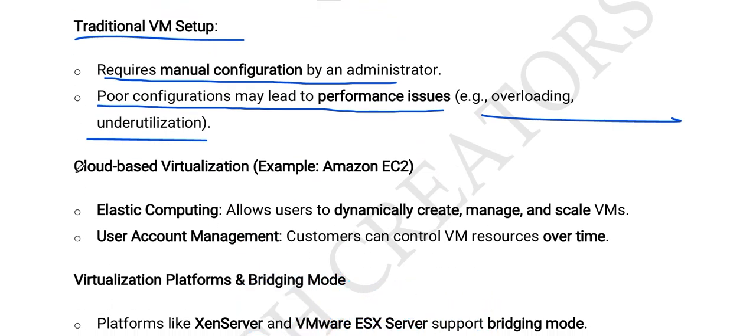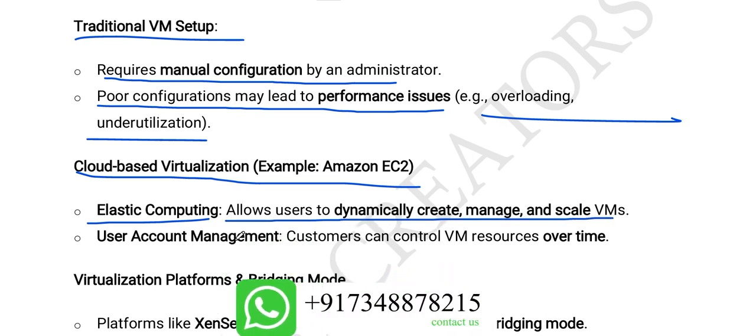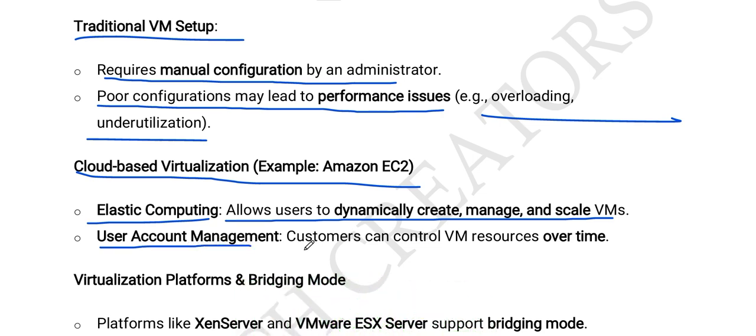Next is cloud-based virtualization, for example, Amazon EC2. Elastic computing. What is elastic computing? It allows users to dynamically create, manage, and scale virtual machines. Next is user account management. Customers can control virtual machine resources over time.